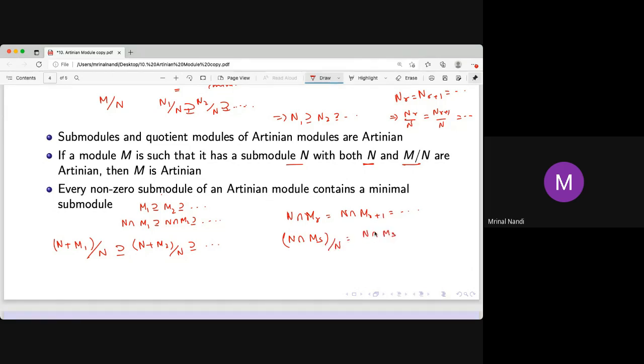Now we use the maximum of r and s, whichever one is bigger, and then these two are the same. You can take s and r as the same. So if r is 100 and s is 200, we will take r as 200. Without loss of generality, we take the same r, whichever one is bigger. Now from this we have to show that Mr is equal to Mr plus 1.